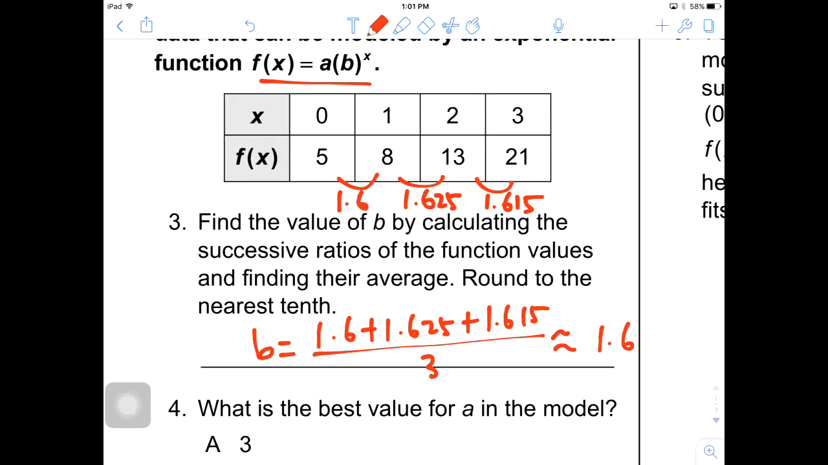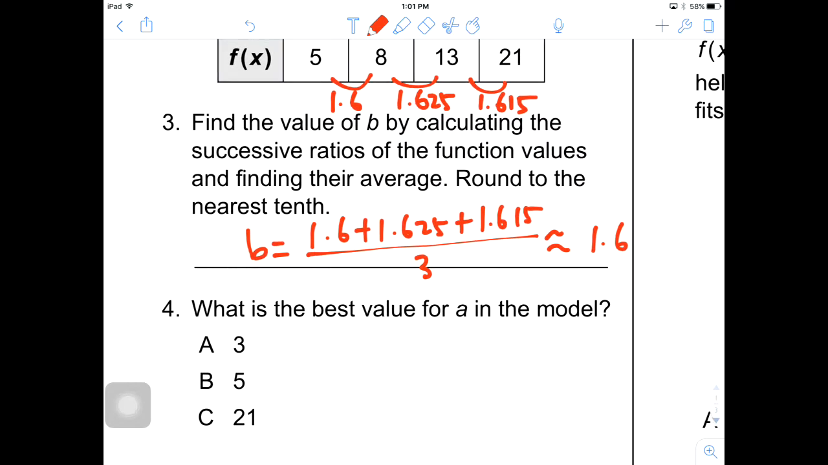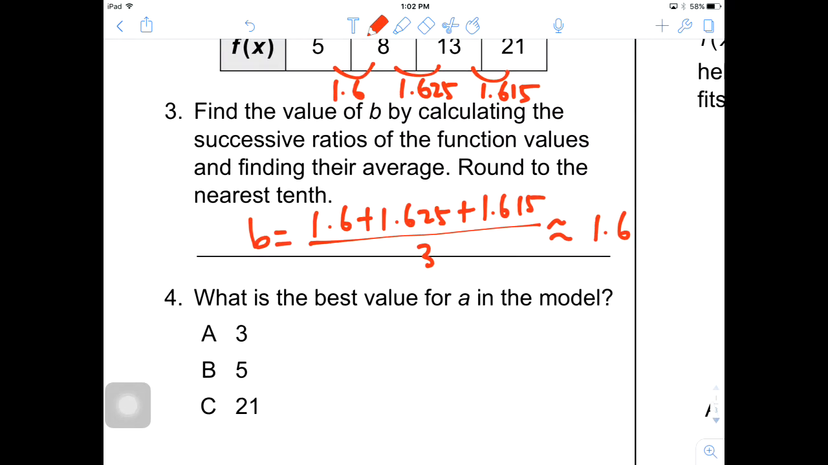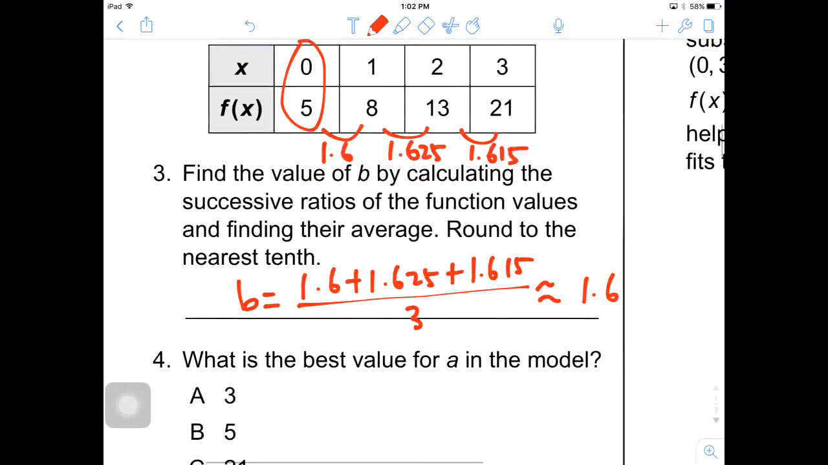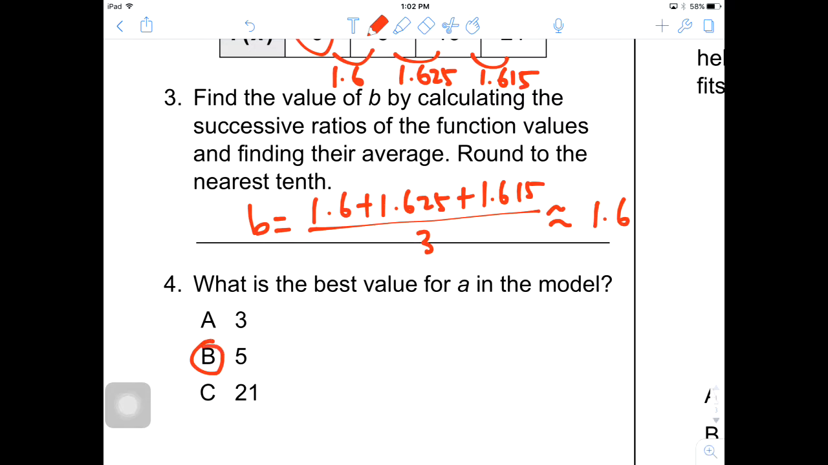And what is the best value for a in the model? The a, the one that is the initial value, is the one with the x value of 0. So a is actually equal to 5.